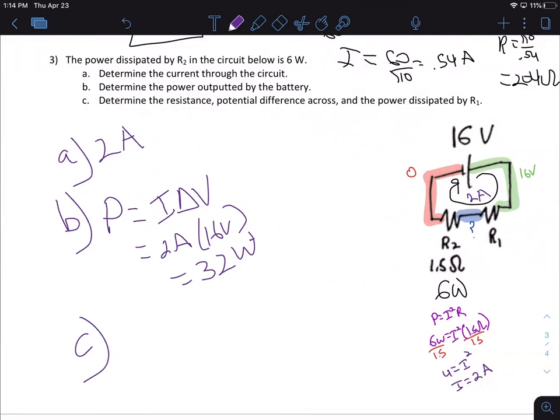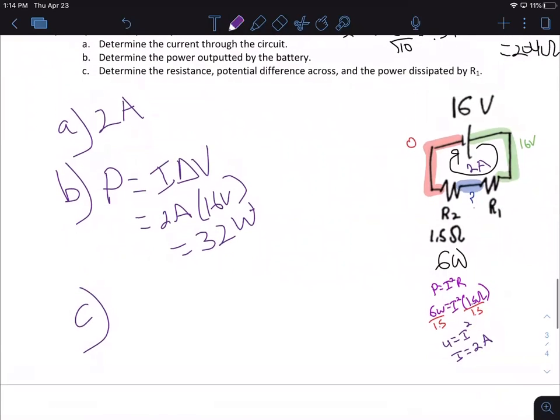C, determine the resistance, potential difference across, and the power dissipated by R1. So figure out everything there is to know about R1. Well, I know the current through it is 2 amps. Now there's a bunch of ways I could go about this. I could really solve any of these first. Let's start in the order it's given, I guess. Determine the resistance. I might end up finding other things in order to do that. 2 ways I can do this.